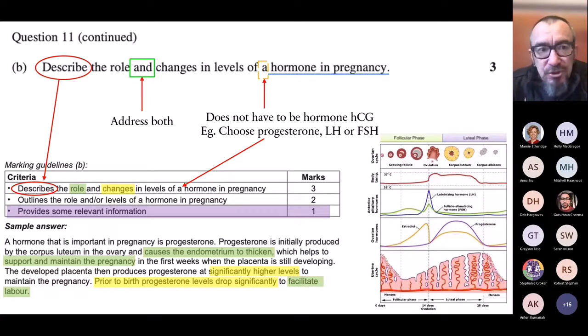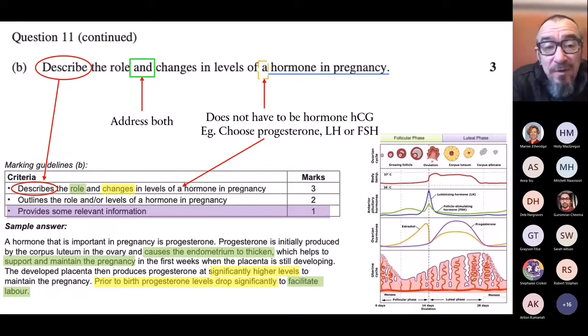Now, the other key points within this stimulus is the role and changes, okay? Quite often students will give a really good description of the role of progesterone, but they didn't go and look at how the levels changed over the course of pregnancy. And again, you're instantly going to be dropping marks simply by ignoring the and. Okay, and highlighting a hormone, your choice, and it's to do with pregnancy. Again, it seems obvious to me, but apparently not in the student world.